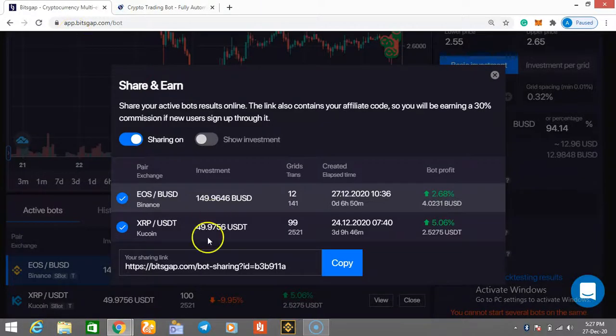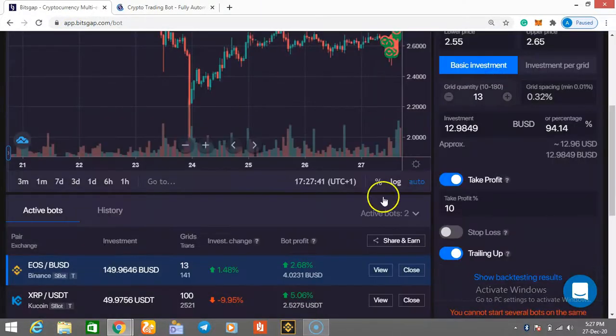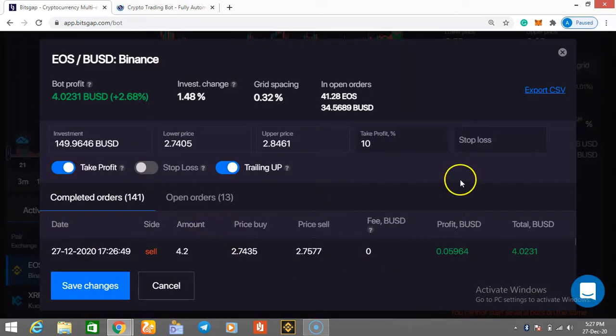So here it is. Now, if you look at this, let me have a look. View bot. I made this amount of investment for this bot. My lower price target is 2.7405. Then my upper price target is 2.8461. Then I made the take profit 10%. The stop loss I left it open.